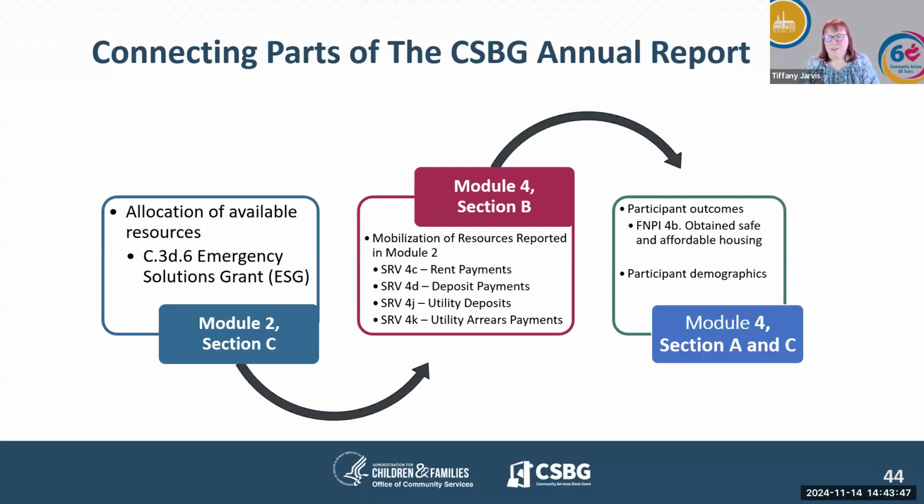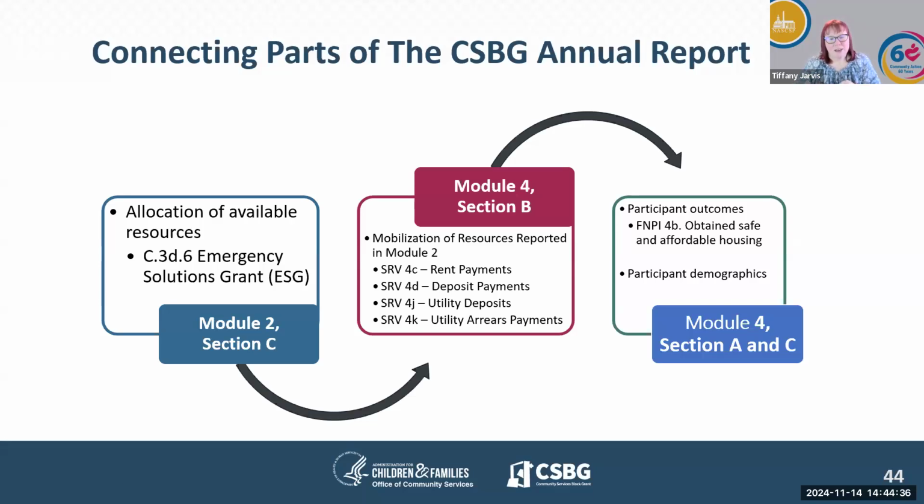Now, a quick aside, this is just one of the ways ESG funds could be used. And just for today's example, we're going to be focusing on just the rapid rehousing purpose. The agency would report the rapid rehousing services that were provided under Module 4, Section B. And depending on specifically how the client was assisted, the agency may use Service 4C, 4D, 4J, and or 4K to capture the service or services that were provided. Please note that this is not an inclusive list. There may be other services not listed on the slide that may have also been provided by the agency, and the agency will report on under Module 4, Section B.